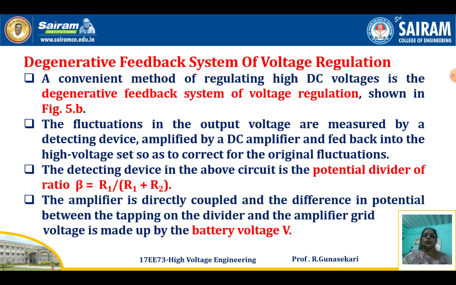The detecting device in the degenerative feedback system is the potential divider of ratio beta equal to R1 divided by R1 plus R2. The amplifier is directly coupled, and the difference in potential between the tapping on the divider and the amplifier grid voltage is made up by the battery voltage capital V.